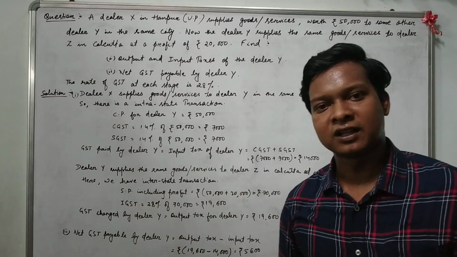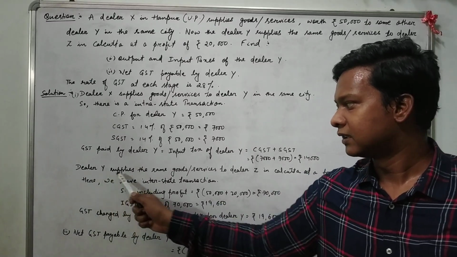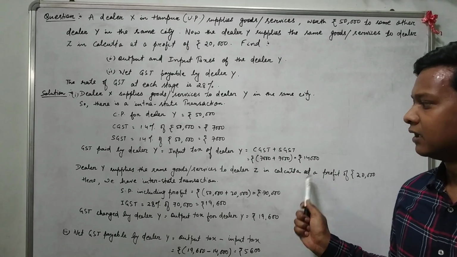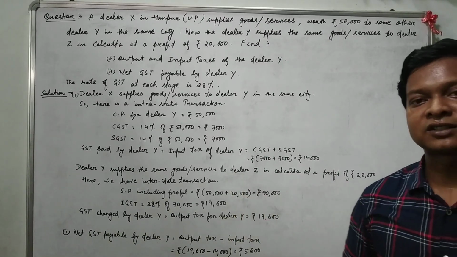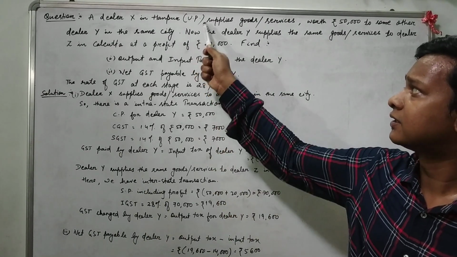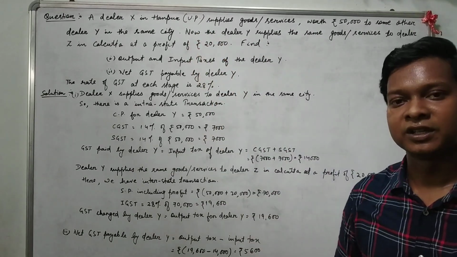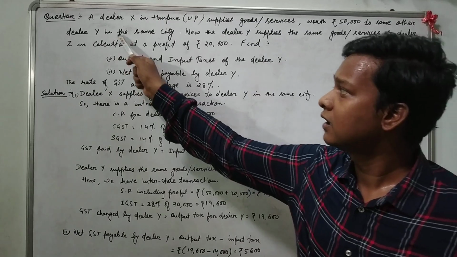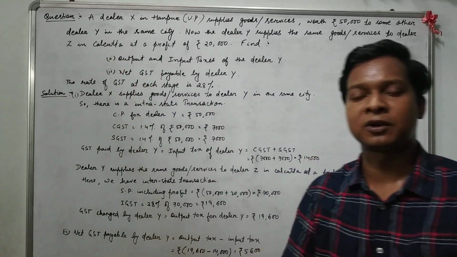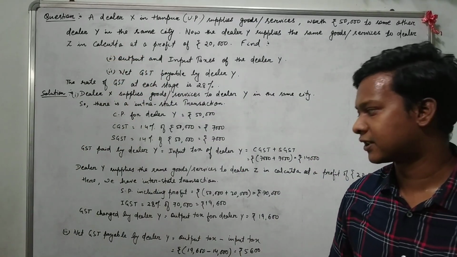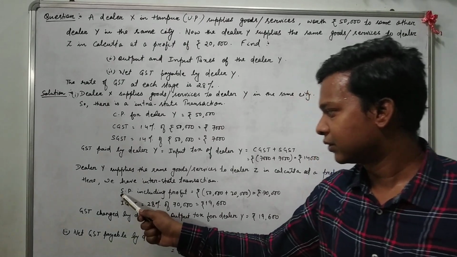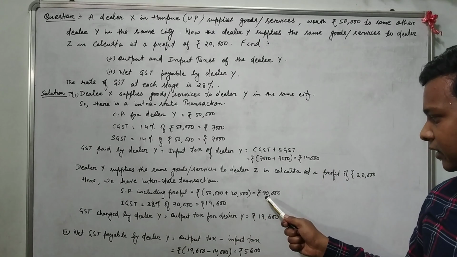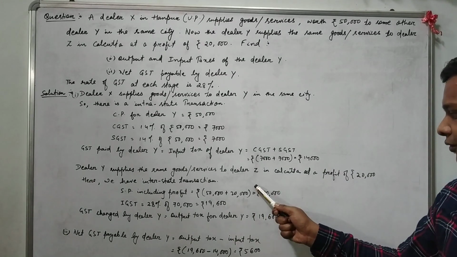Okay. Now, dealer Y supplies the same goods and services to dealer Z in Calcutta. Earlier, the transaction of goods was intrastate, that is inside the state UP. Now, from state UP, it is going to Calcutta. That is Calcutta. It is from West Bengal. So, there is an interstate transaction of goods and services. So, here SP is with a profit of rupees 20,000. So, SP becomes here 70,000.